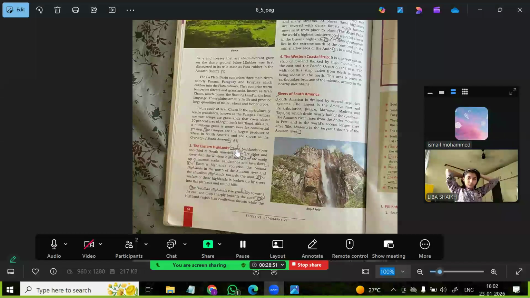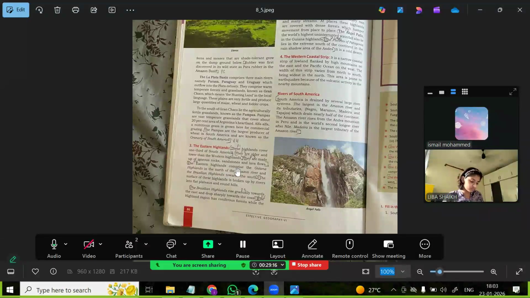We have seen Western Mountains and Central Plains or Central Lowlands. The third thing is Eastern Highlands. These highlands cover one third of South America. They are older and lower than the Western Highlands. These are basically made of igneous rocks, sandstones, and lava flows.